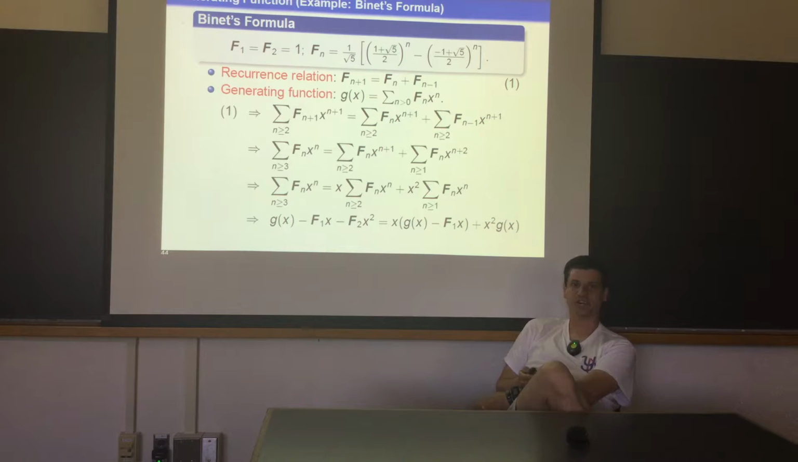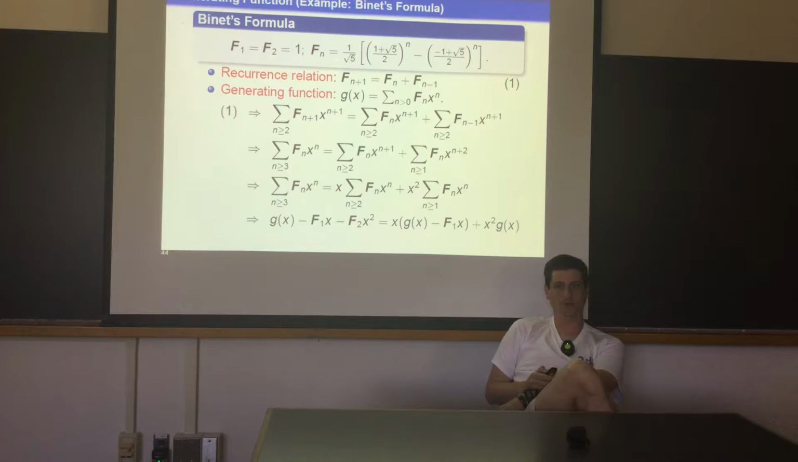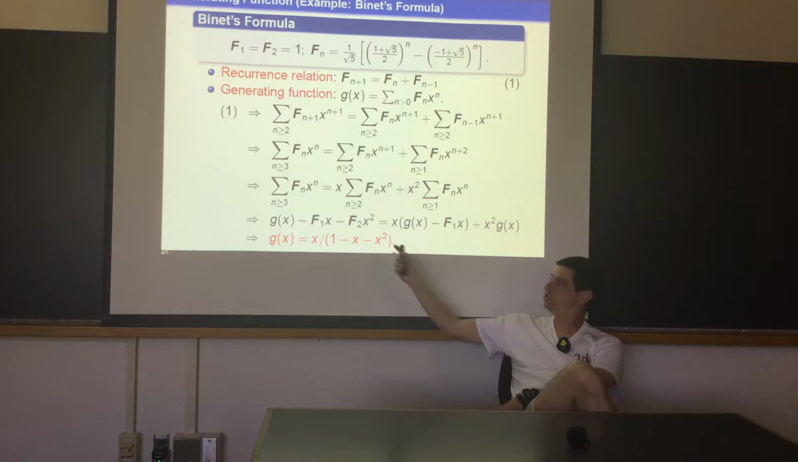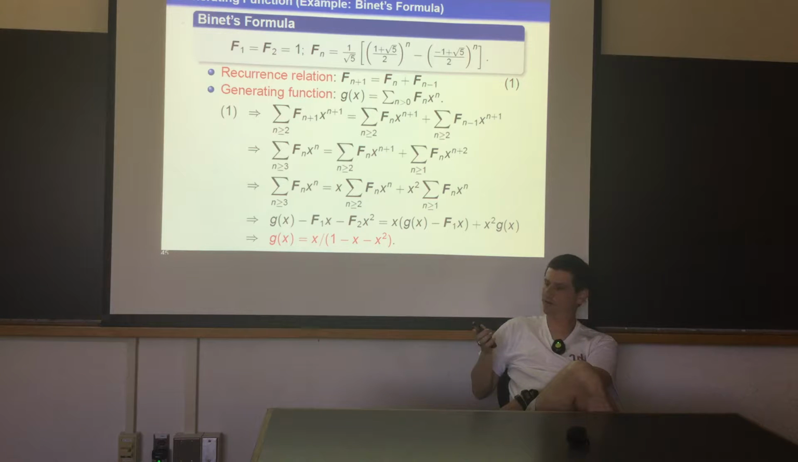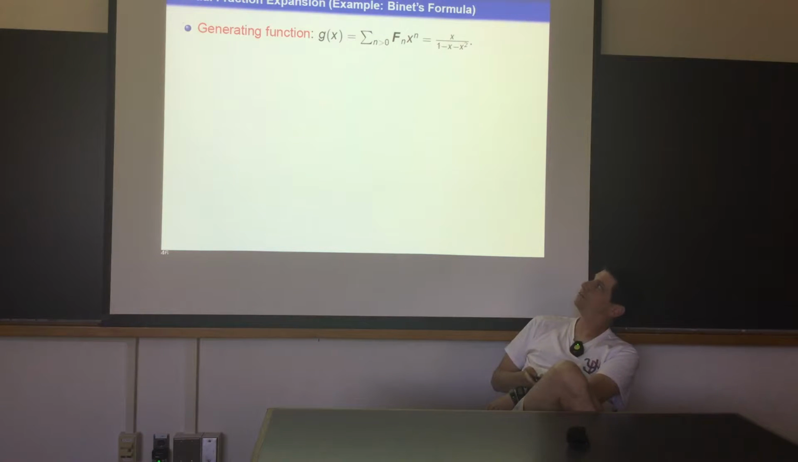Yeah, isolate for g of x. This is exactly what you do in Algebra 1. All that's different now is that it's a function. And so you get g of x is x over 1 minus x squared. This is almost the recurrence, this is almost the characteristic polynomial for the Fibonacci's. It's actually the polynomial for the reciprocal of the roots. It's very, very similar. And so now I have the following.